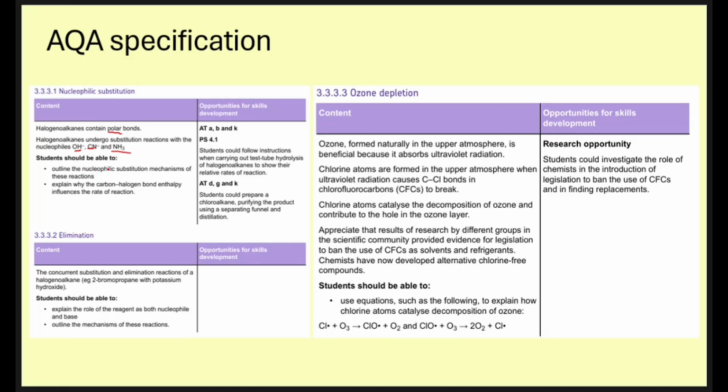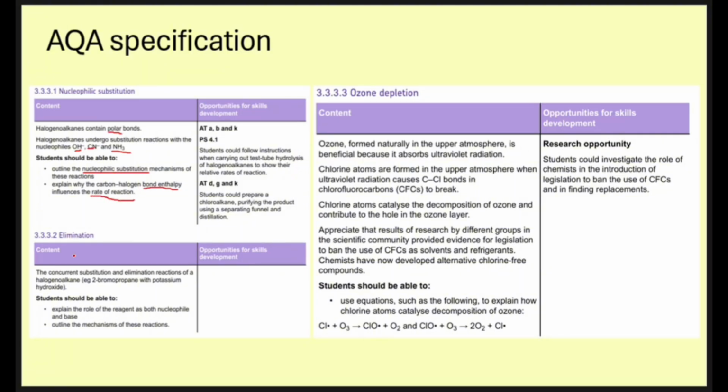Students will be able to outline the nucleophilic substitution mechanisms of these reactions, which is key in remembering the different reagents and how it all works, as well as explain why the carbon-halogen bond enthalpy influences the rate of reaction. Bond enthalpy is just the energy taken to break the bonds of a molecule, and the rate of reaction is just how quick the reaction happens.